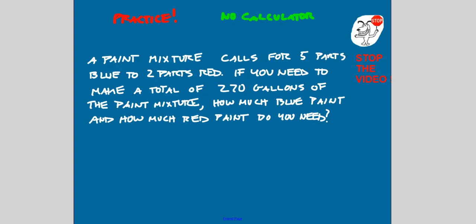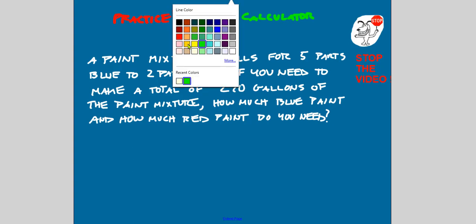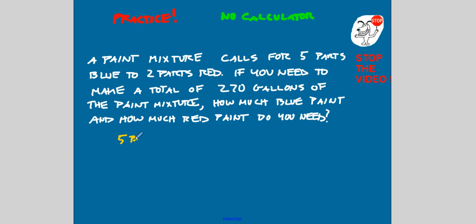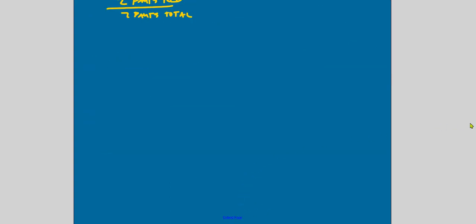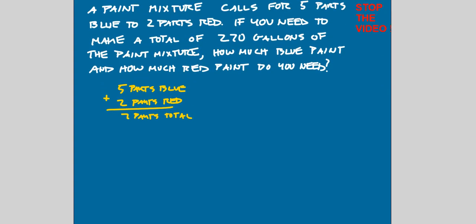Okay, so what I'm going to do here is write, I need 5 parts blue, I have 2 parts red, and I'm going to need 7 parts total. Since I want to know initially, you could do the red paint first or blue paint. I'm going to do the blue paint. So I'm going to go blue is to total. And the ratio is 5 to 7.